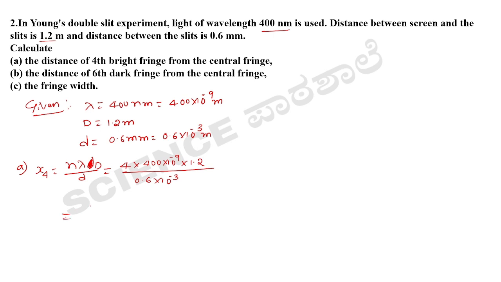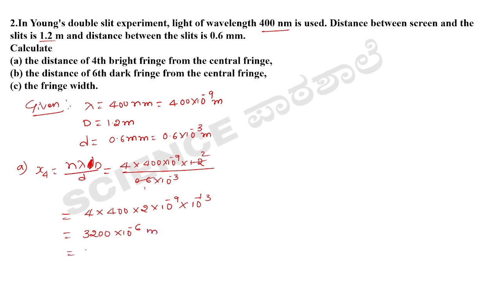If we do the calculations, 0.6 ones are 6, twos are. Then 4 into 400 into, take this 2 into 10 raised to minus 9, take this minus 3 into numerator, 10 raised to plus 3. So that is 4 4s are 16, 16 2s are 32, 3200 into 10 raised to minus 9 plus 3 is minus 6 meter.